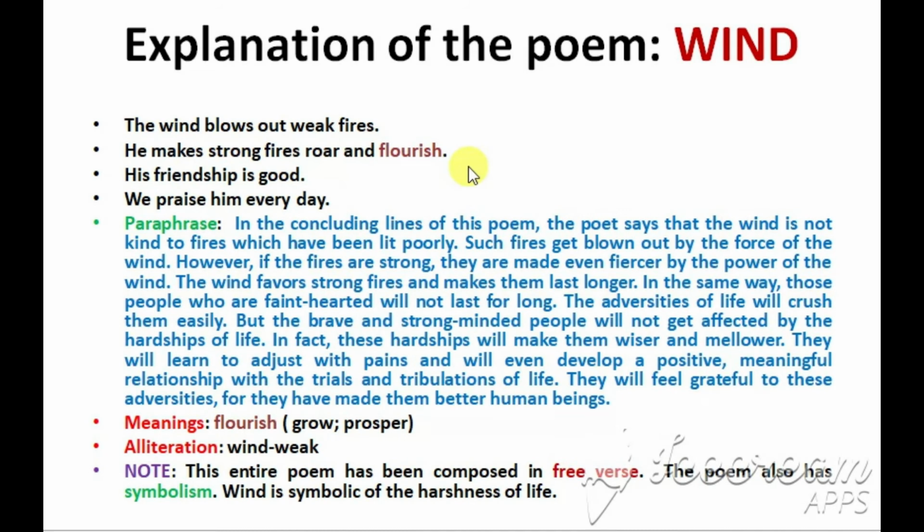Now we come to the concluding lines of the poem. The wind blows out weak fires. He makes strong fires roar and flourish. His friendship is good. We praise him every day.